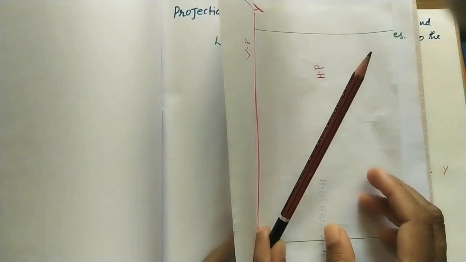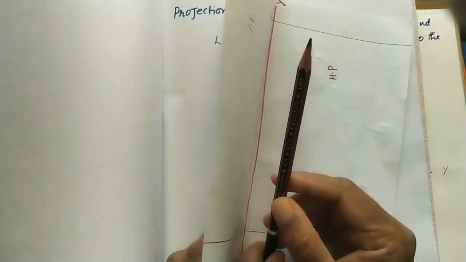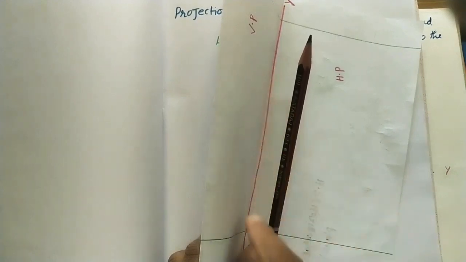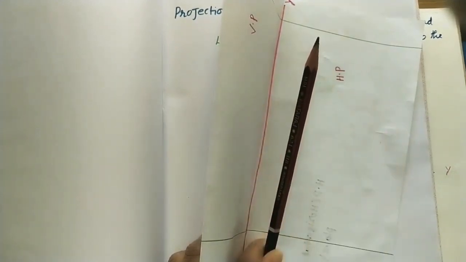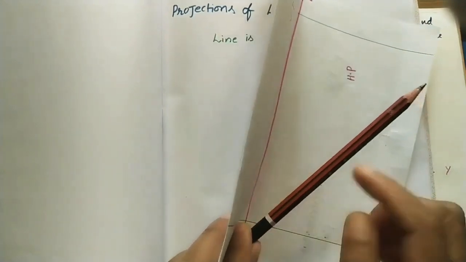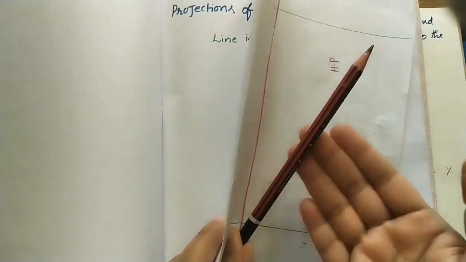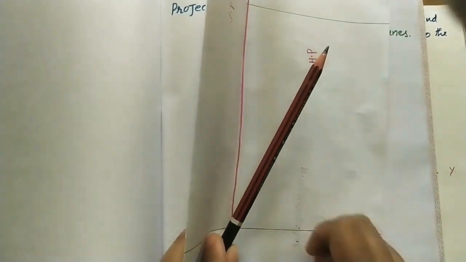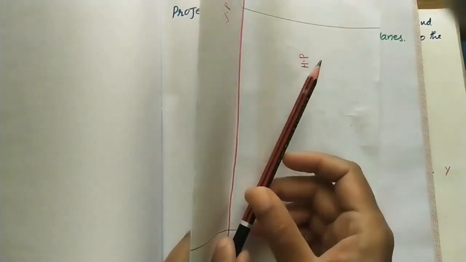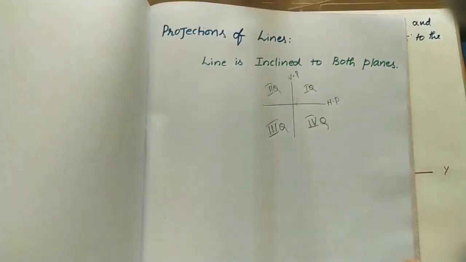That's why I am making two assumptions. In the first assumption, I am assuming the line is making an angle with HP and is parallel to the VP. In the next case, I am assuming the line is making an angle with the VP and is parallel to the HP. I will do two diagrams with two assumptions. At the end I will combine those two assumptions. Let us take the given data initially.